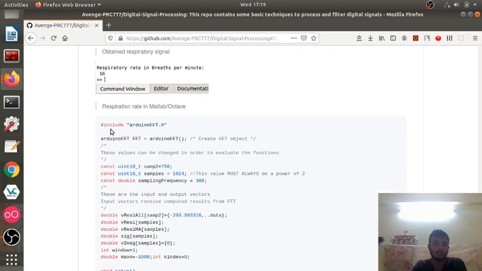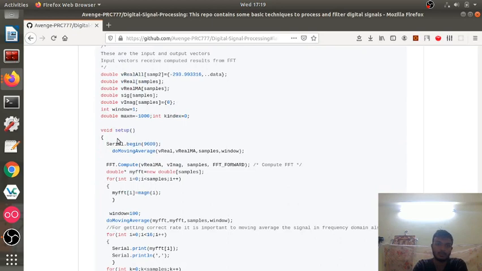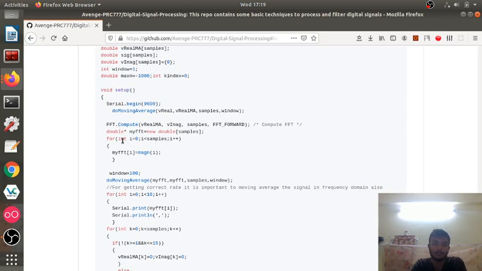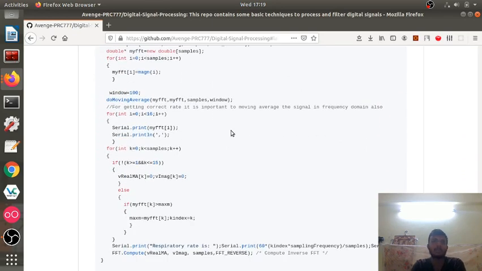Now for the same implementation in Arduino, we use the inbuilt FFT library. One thing to be noted is that we won't obtain the proper respiratory rate unless we have moving averaged the spectrum also. That is, we have to moving average the signal in the frequency domain also, even with a high window value. After that we'll get the respiratory rate.